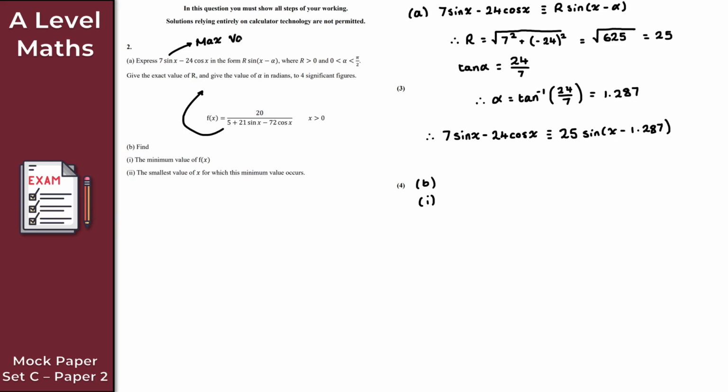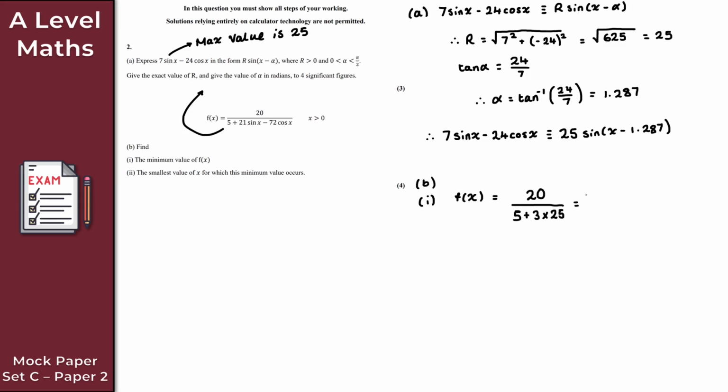So max value is 25. So if this here is 3 lots of this expression here in part A, then the maximum of this here is 3 lots of the maximum value of this expression here, right? That should seem hopefully quite intuitive and obvious. So what I've got here then for f of x is, so we've got 20 all over them. I've got 5 plus 3 lots of 25.